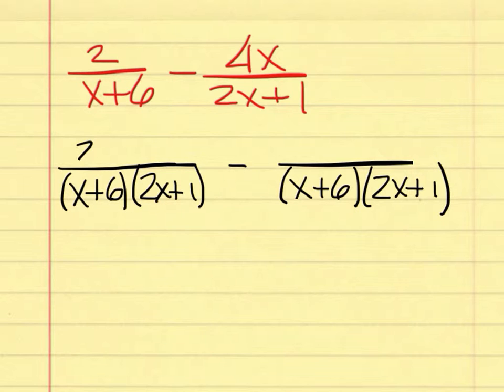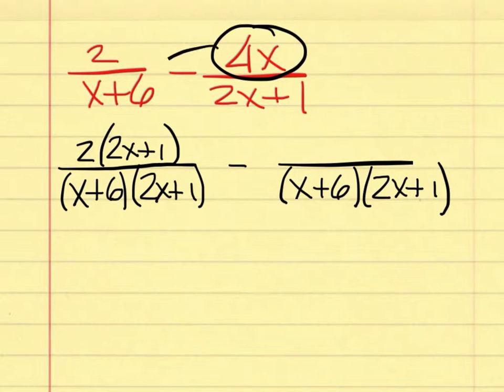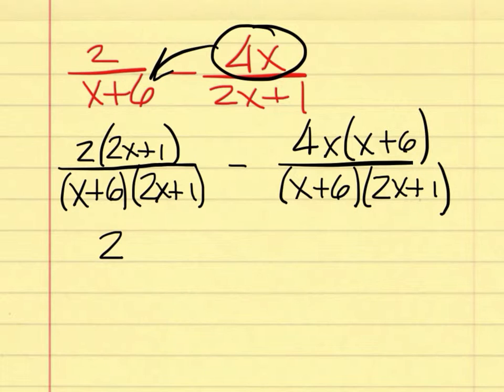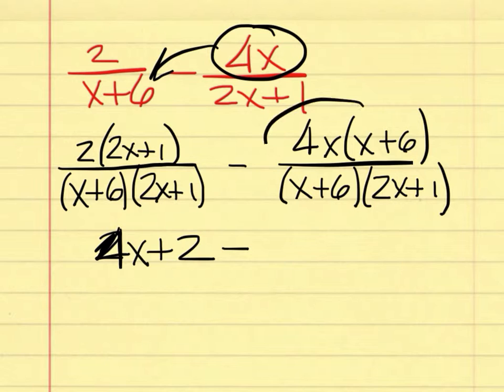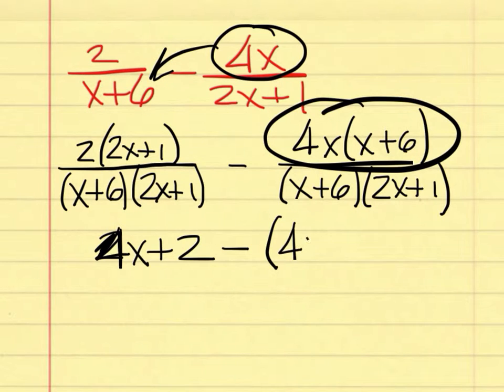The numerator is going to be this times the opposite denominator on the other side. So it would be 2 times 2x plus 1. And the same operation on the right side except a different direction. 4x times x plus 6. Okay, let's simplify the top to get 4x plus 2, there we go. And then minus, remember you're subtracting the whole quantity of this. So it's going to be 4x squared plus 24x.